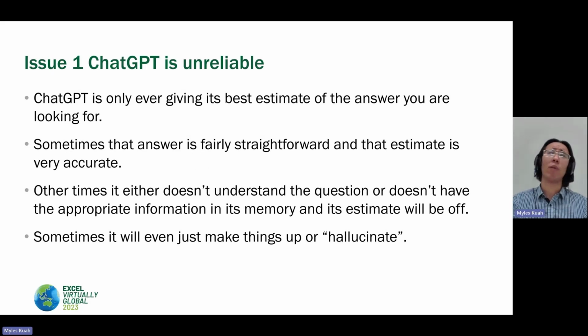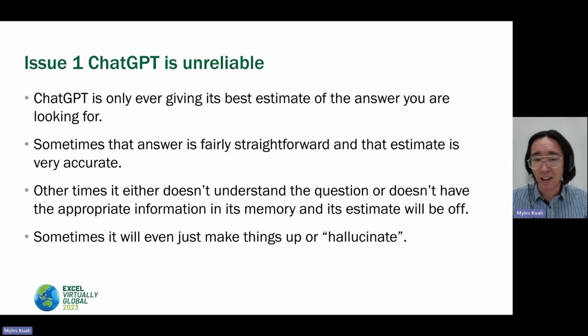Now, I want to start off by going over some of the issues that surround using ChatGPT and some of the pitfalls that we need to be wary of. The first one is the one that most of you are probably aware of, which is that ChatGPT is unreliable. ChatGPT is only ever giving its best estimate of the answer that you are looking for. Sometimes, if the question is fairly straightforward, if it's something that it's seen before or something that it's good at, then it'll give a quite good answer. If you ask it what the capital of Australia is, that's a fairly straightforward answer, and it'll be able to provide you a good answer there.